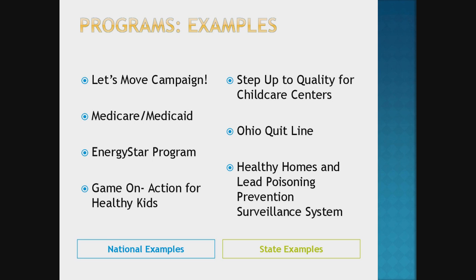The Ohio Quit Line is a program that supports individuals' choices to quit smoking and provides cessation support. And the Healthy Home and Lead Poisoning Prevention Surveillance System is available to help provide information to locals on ways to create that healthy home environment and to prevent children and families from experiencing lead poisoning. Again, as a program, it offers educational and other program materials that can be implemented at the local level.